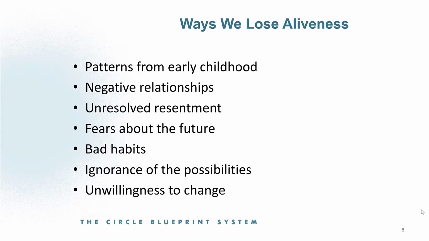So how do we lose our aliveness in life? There are 7 ideas that aren't new, but they certainly are things that are important to recognize. One, patterns from early childhood. Not everybody has a great childhood where you have a supportive environment, supportive people, people who believe in you, who see you clearly, who champion your greatness. Many of us have had challenges in our childhood that clearly have left patterns that undermine our thriving.